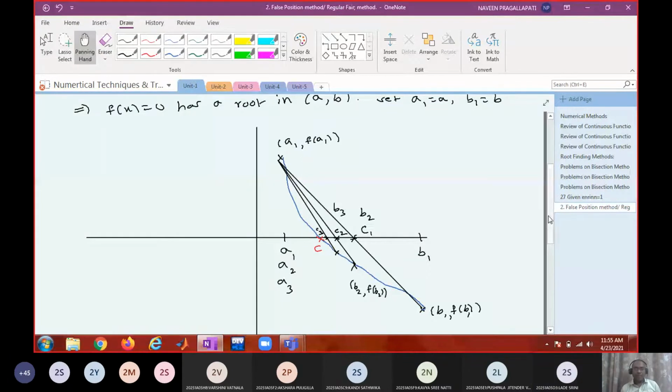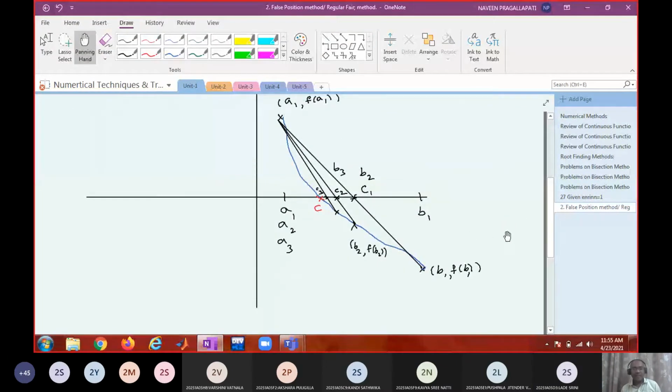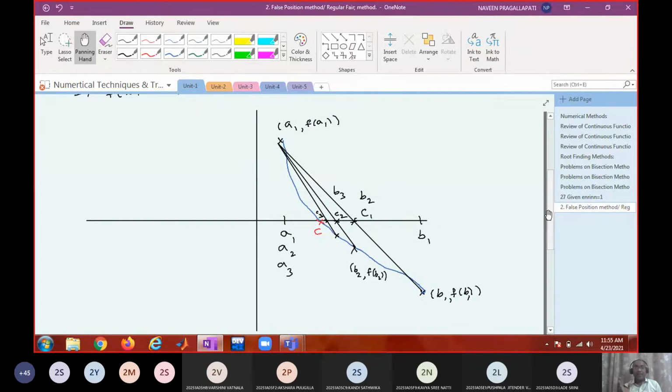Yes, sir. Okay. So the difference between the previous method and this method is, previously the approximations oscillated about the root. If C is the exact root, sometimes the approximation is to the right side, sometimes to the left side. It may oscillate about the point. Whereas in the false position method, the convergence is only from one side. Either it will converge from left to right, or it will converge from right to left. In this case, you can see the convergence has happened from right to left. Can you see that?